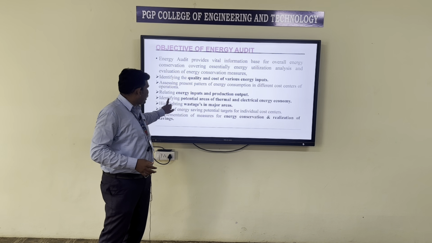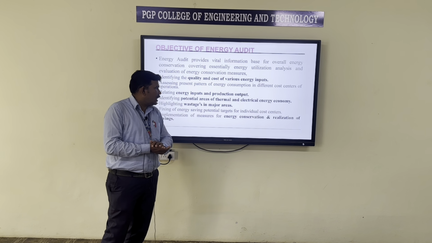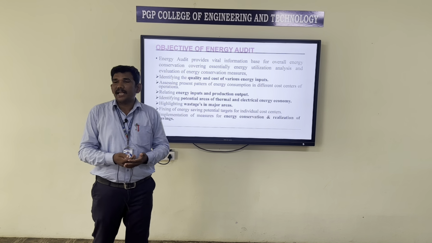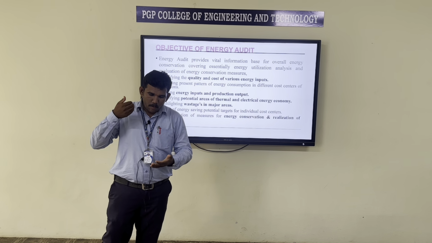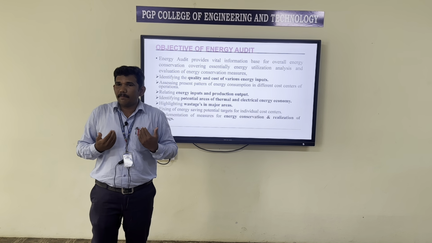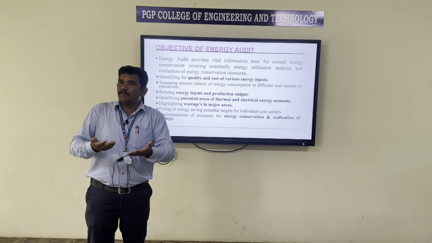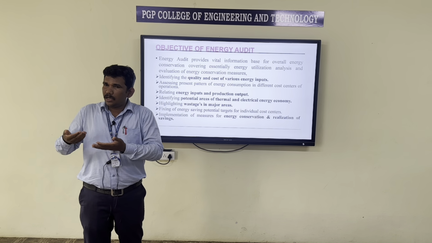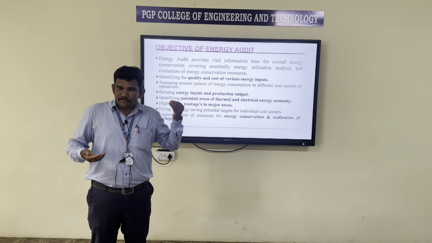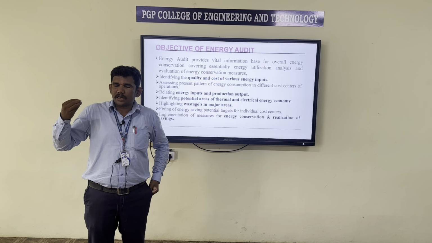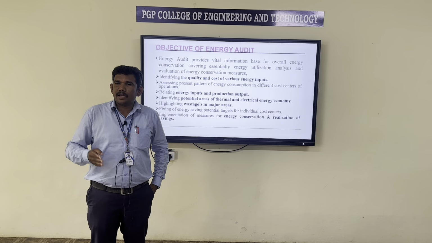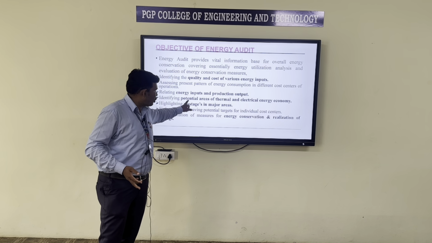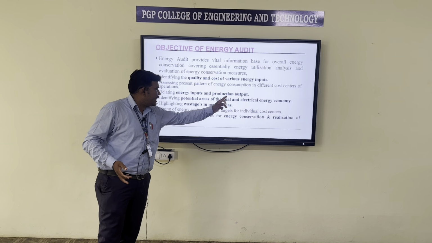Next, we are identifying the potential area of thermal and electrical energy economy. Since it deals with electrical, the utility mostly refers to the load consumers, and the maximum load is the motors. Since some industries run 24/7, when a motor has been running for 2 to 3 hours, some heat will be formed. Thermal is nothing but heat. So we are going to find the potential area in thermal and electrical energy economy.